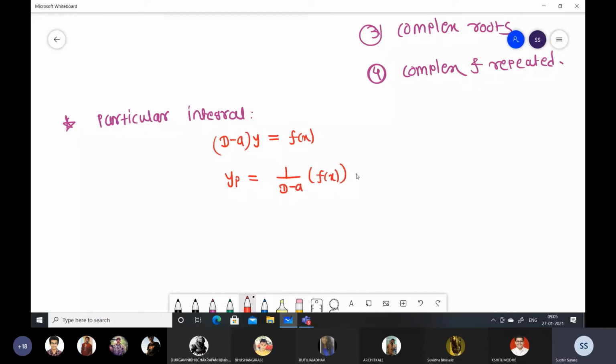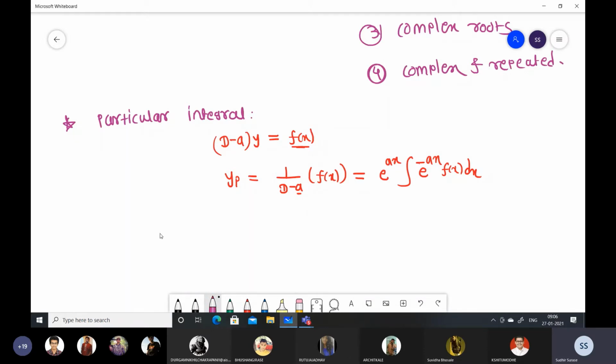The formula is that this root you have to take as the power of the exponential term, e to the power ax. If there is a negative, then you have to take positive, and if there is a positive, then you have to take negative. Inside the integral sign, take the negative of that root, so e to the power minus ax, and whatever the right hand side function you have, f of x dx. This is the formula for finding the particular integral. So note this formula.